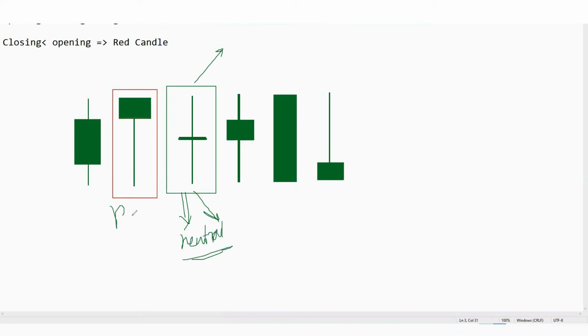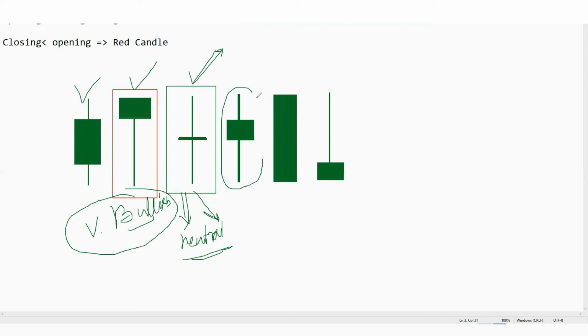This is the bullish candle. You can say this is the bullish candle, and this is also bullish. This is the very bullish candle, actually not the bullish candle. I will go to the classification of the candle. The classification is very simple. So this is the very bullish candle. This is the neutral candle, and this is actually the bullish candle. The first one is the bullish candle. There is the very bullish candle. This is the neutral candle, and again this is also a kind of neutral candle.